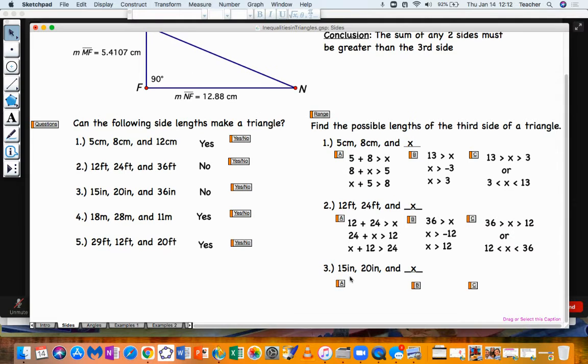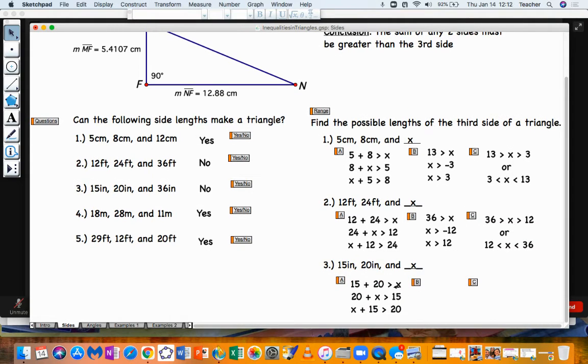So here are your statements for number 3. But you see where this 20 plus x greater than 15, I'm going to get a negative 5. So once I see that, I'm not even going to write that. So I solve the rest of it. You add to get this one. You subtract 15 to get this one. And there's my combined statement.